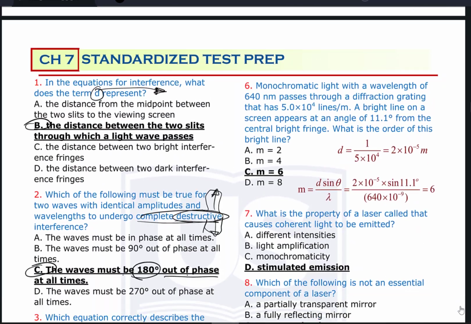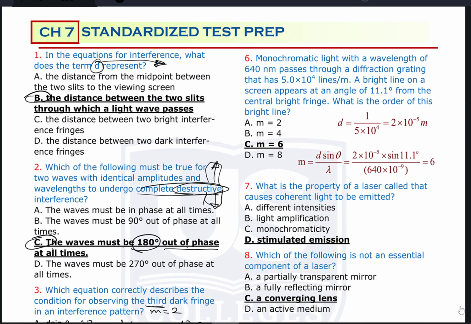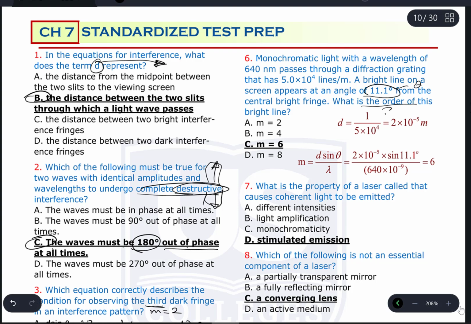And question number 6. Monochromatic light with a wavelength of 604 nanometer passes through a diffraction grating that has 5 times 10 to the power 4 lines per meter. A bright line on the screen appears at an angle of 11.1 degrees, which is theta. What is the order of the bright line? We will find m. First, we should calculate slit spacing. Slit spacing is 1 over the number of lines. 1 meter is given, so you don't need to convert it. In 1 meter, there are 4 times 10 to the power 4 lines. Slit spacing is going to be 2 times 10 to the power negative 5.